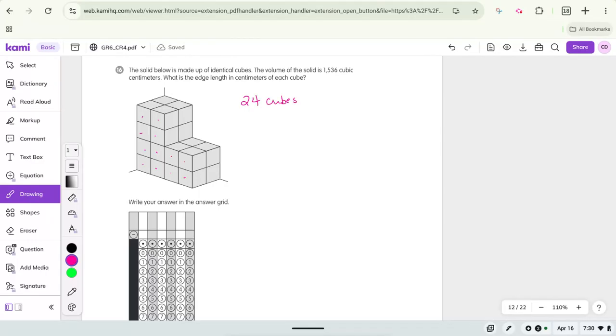The total volume is 1,536 cubic centimeters. So I can just divide that by 24 to figure out the volume of 1 cube. And that gives you 64. So that is the volume of one of the cubes. But that is not the question. The question says, what is the edge length in centimeters of each cube? So let's just focus now on 1 cube. Okay, the volume of the cube is 64.